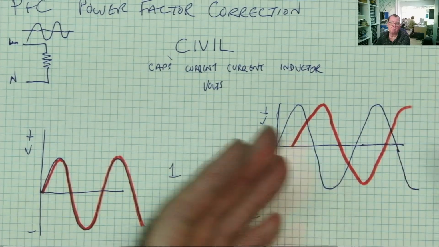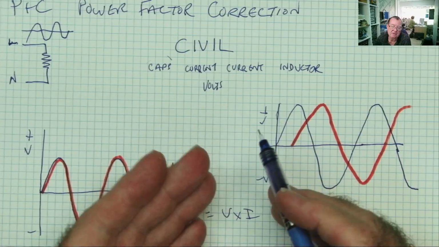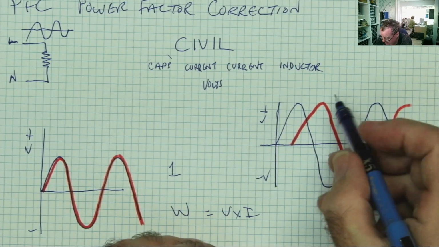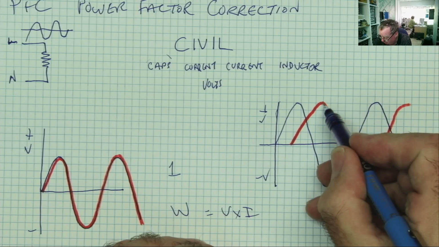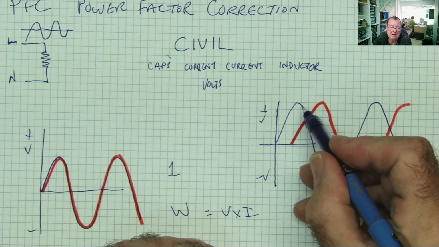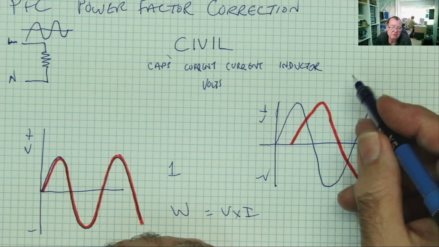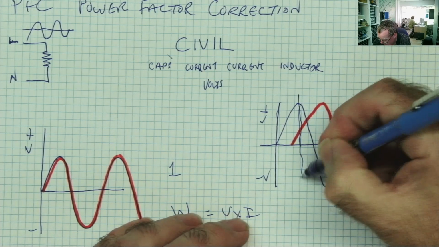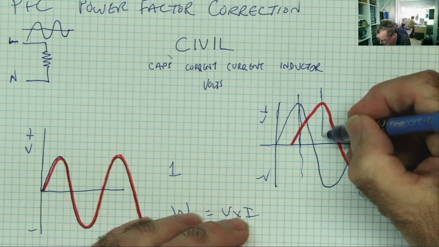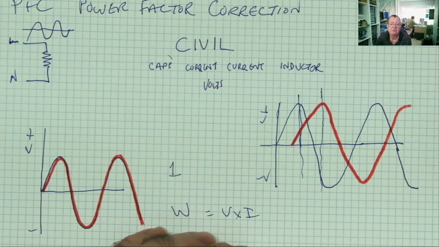So you'll see that the current is out of phase with the voltage. This means that the maximum current is not flowing at the same time we have the maximum voltage. Can you see that? At the point when we have the maximum voltage, we don't have the maximum current. At the point when we have the maximum current, we don't have the maximum voltage.